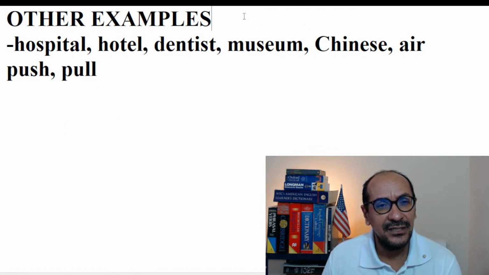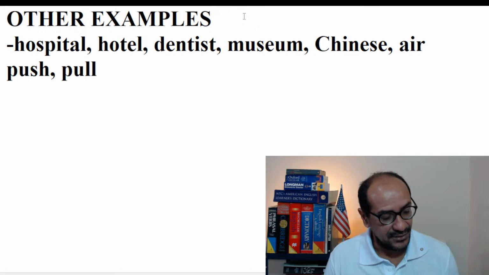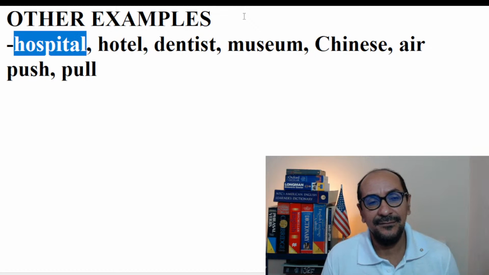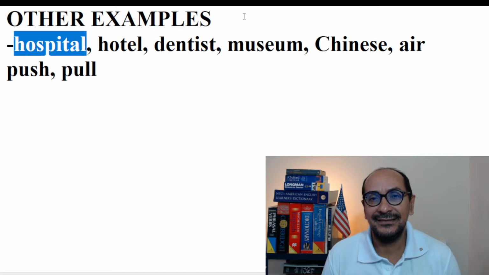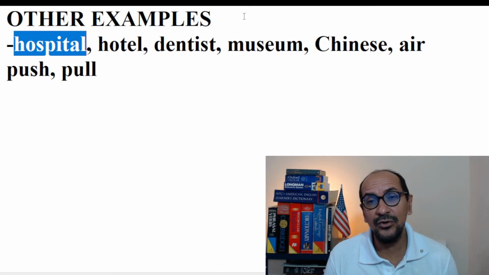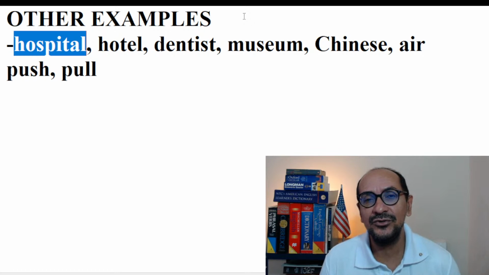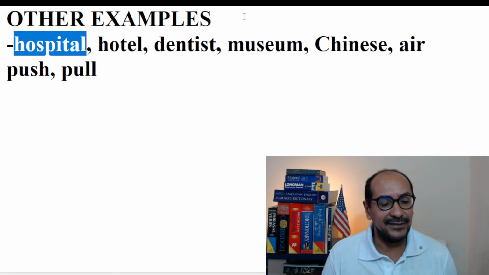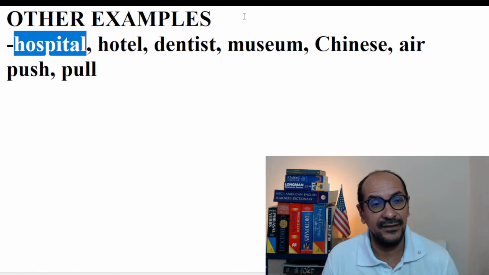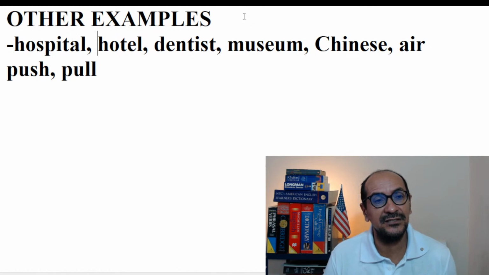What am I going to say now? Remember, hospital has the same spelling as in Portuguese. Even in Portuguese, you don't need any mark, just like an accent there, you don't need anything. It's the same. The same thing happens to hotel.